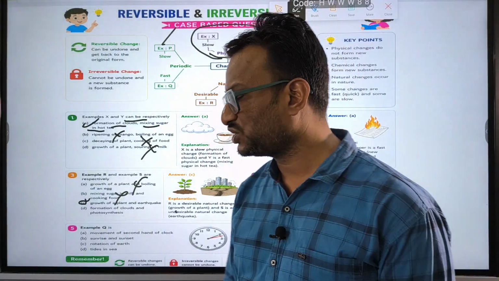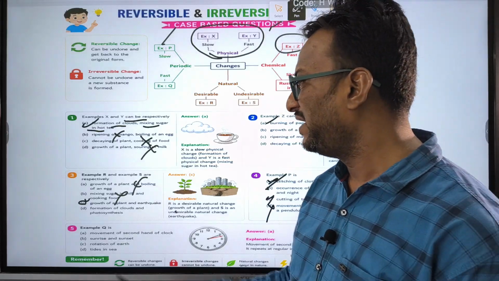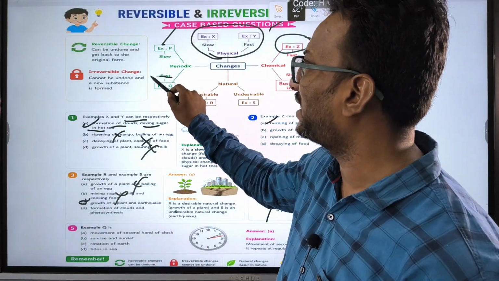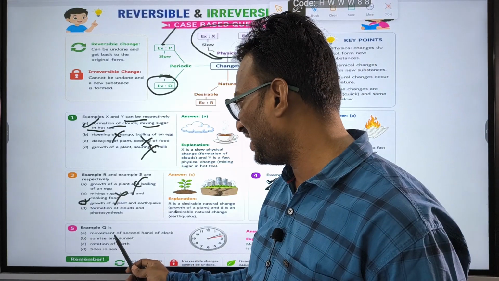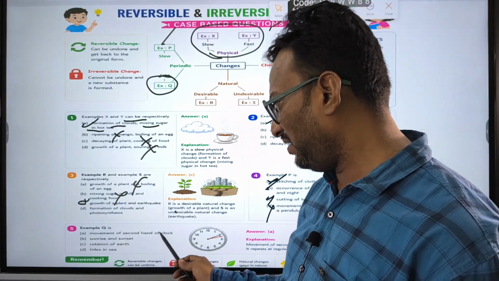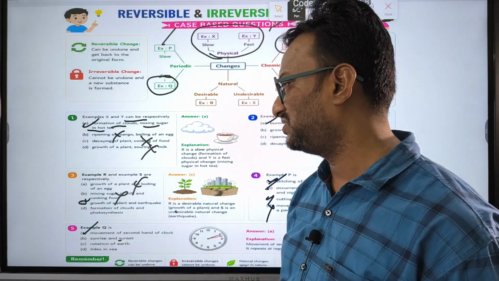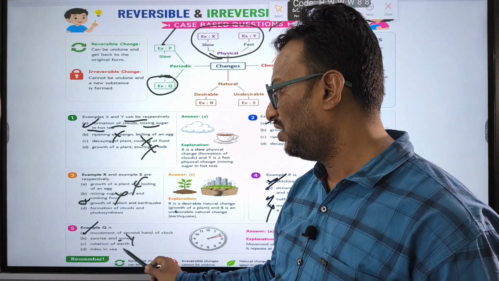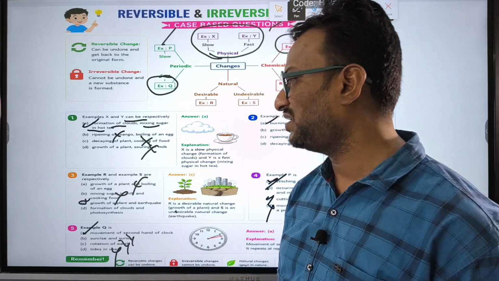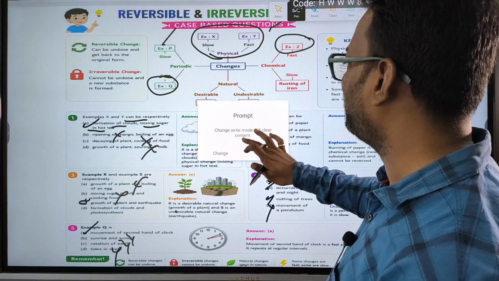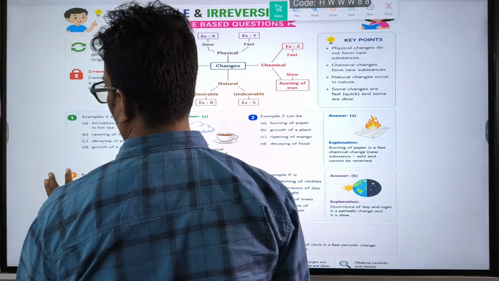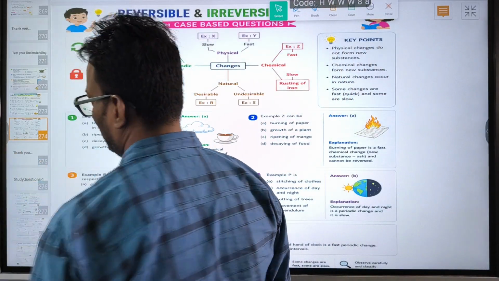So next, last bit in this particular thing, example Q. Where is Q? Here. It should be periodic change and once again fast change. Movement of seconds hand in clock. Yes, it is a periodic change. Sunrise and sunset, it is a slow change. Rotation of earth slow. Tides in the sea is also slow. So the first option is A. So likewise we can do the problems, right?